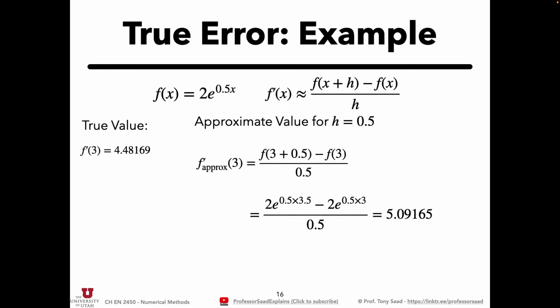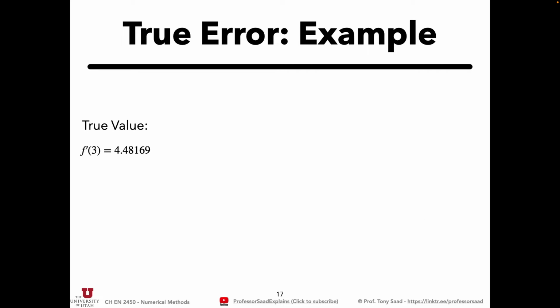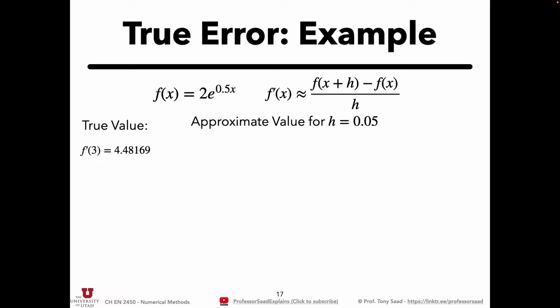And then we can evaluate the true error. I'm going to report the absolute value of that. And that's the true value minus the approximate value, 0.6. 60% error. Okay? Good job. All right. Now we do the same for the other value of h. Now what do we expect?